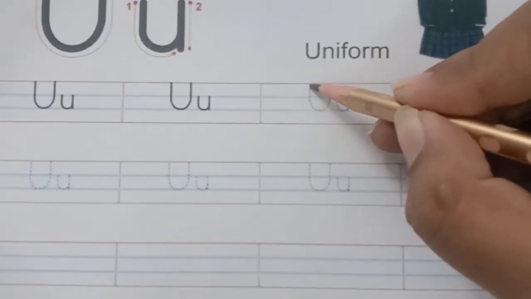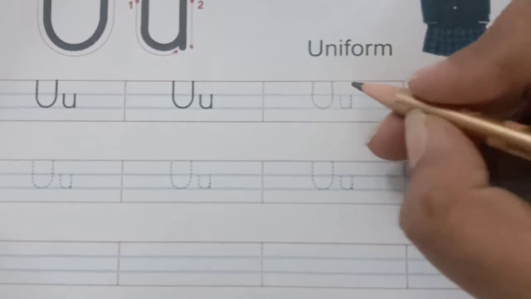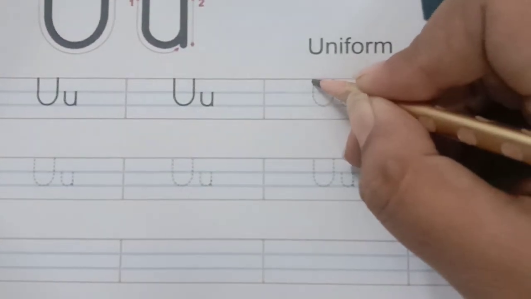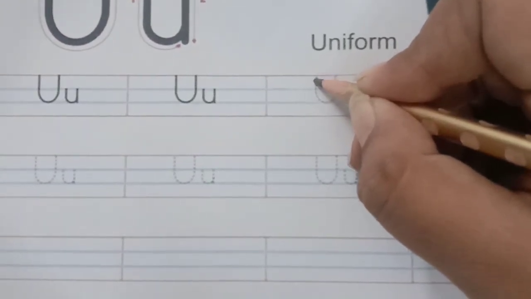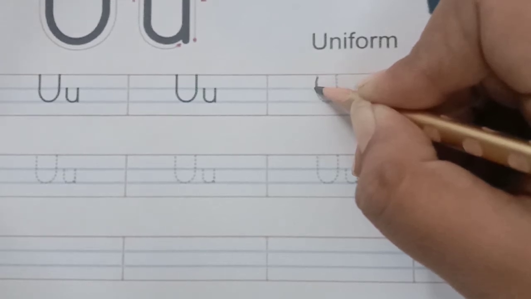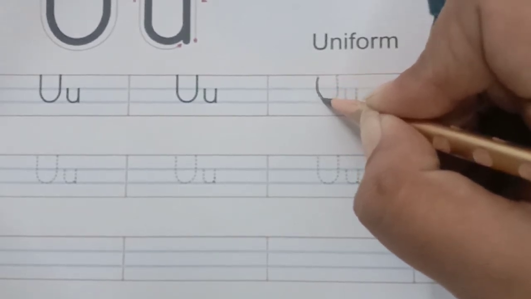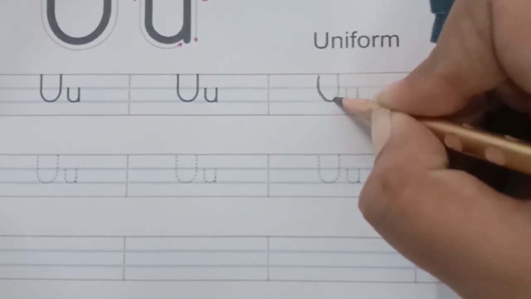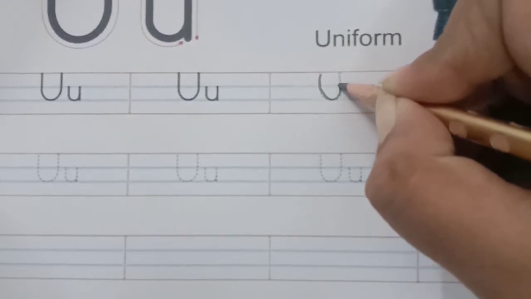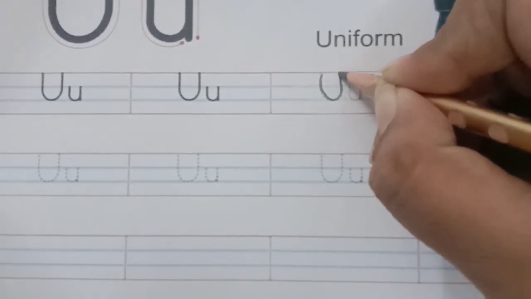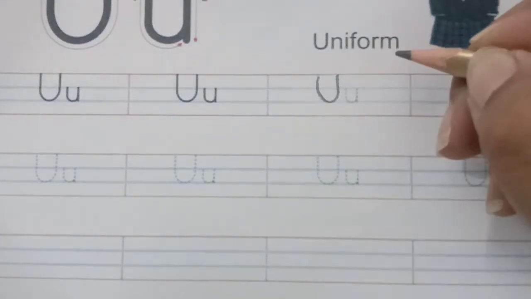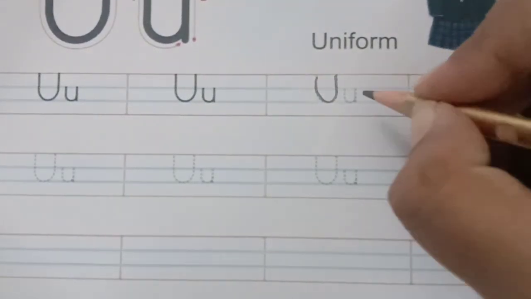From first red line, we will make one standing line. Then we will make a curve on second blue line and then we will go up standing and touch the first red line. Capital U.